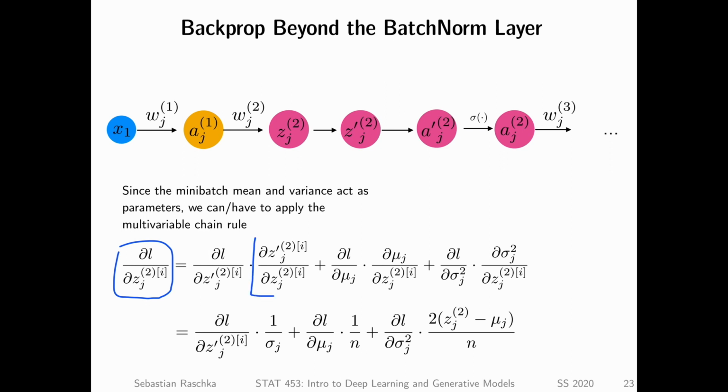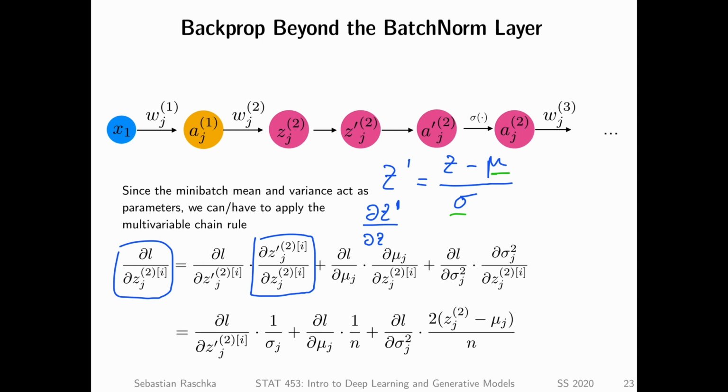So one term would be, for example, this one. This is the partial derivative of z prime with respect to z. And again, z prime is our standardized net input. This is just z minus the mean divided by the standard deviation. To compute the derivative of that is pretty simple. I look at all the variables here. So mu and sigma will become constants.